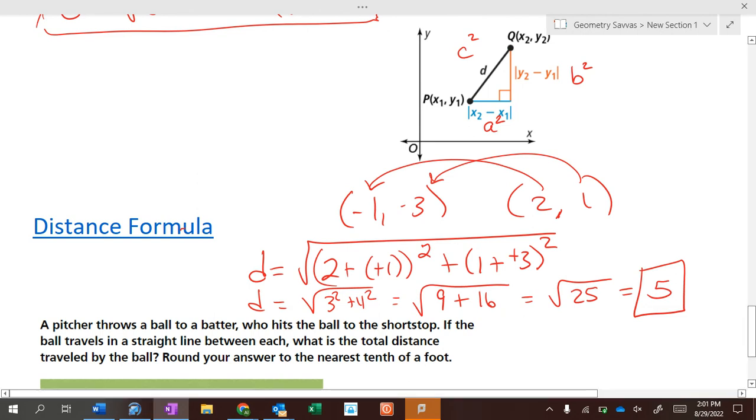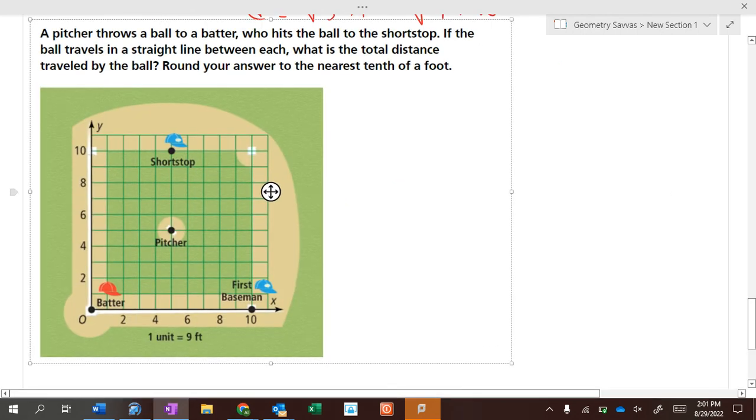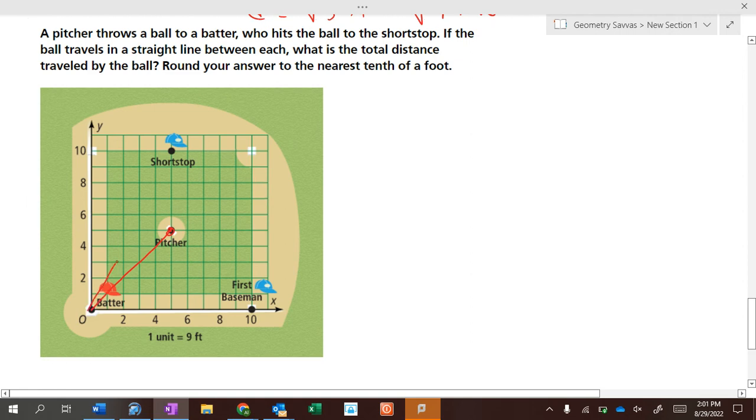Okay, real life example of the distance formula. A pitcher throws a ball to a batter, who hits the ball to the shortstop. If the ball travels through a straight line between each, what's the total distance traveled by the ball? So the pitcher throws the ball to the batter. The batter hits the ball to the shortstop.